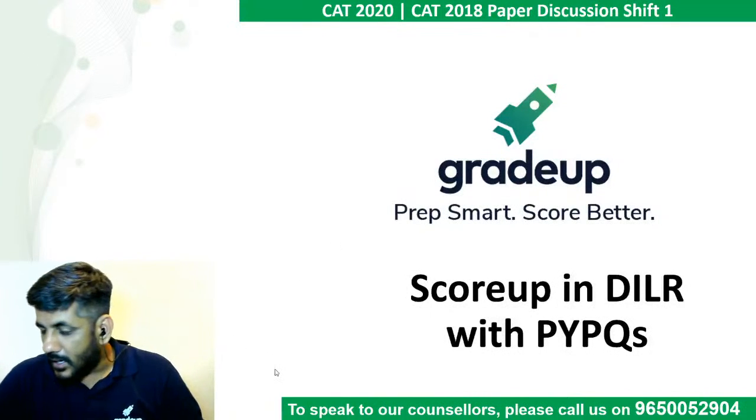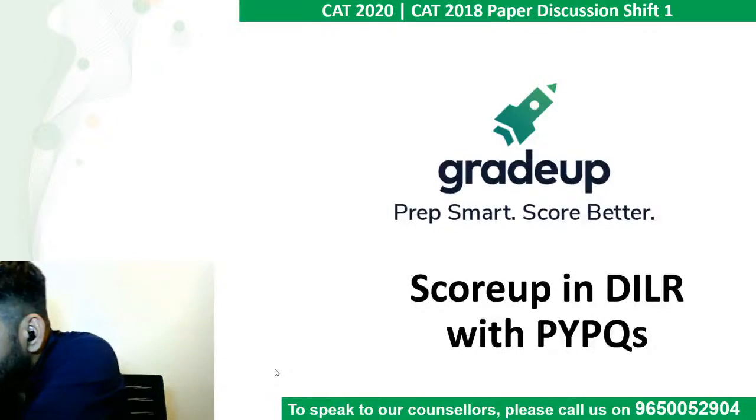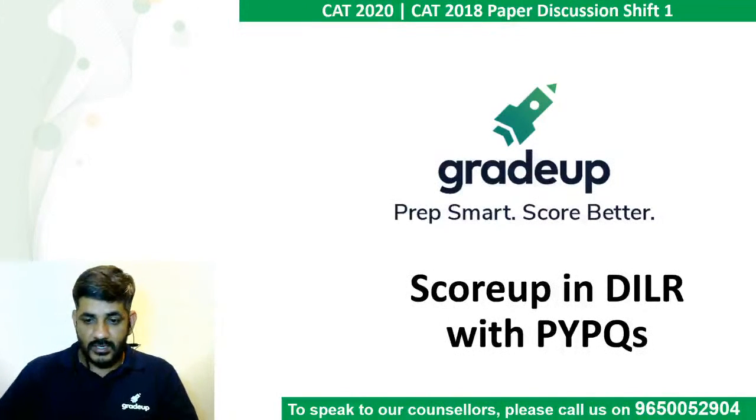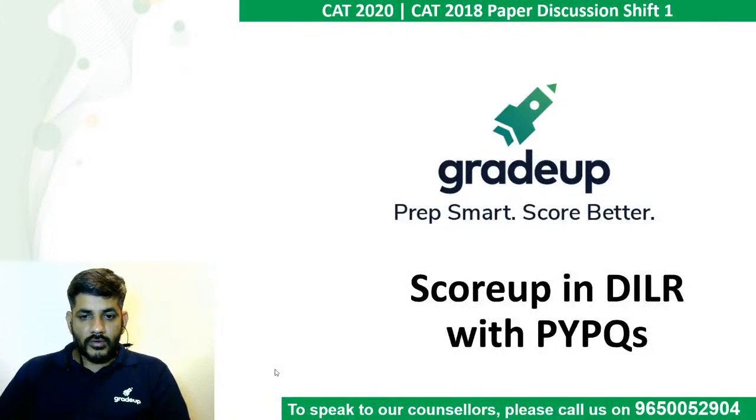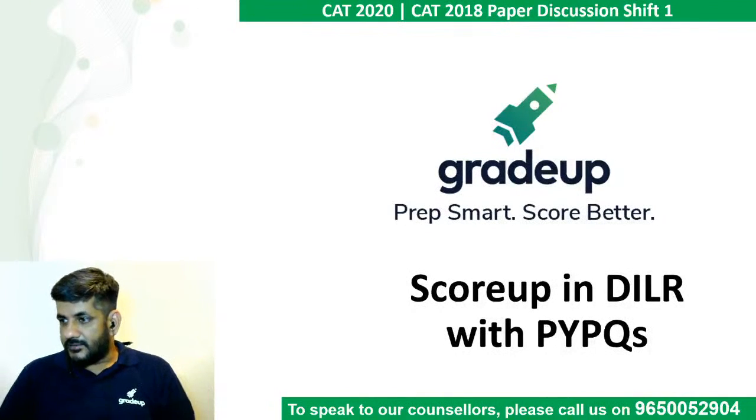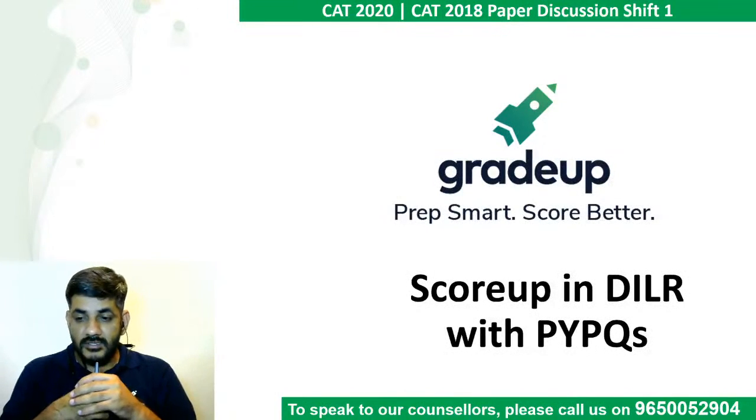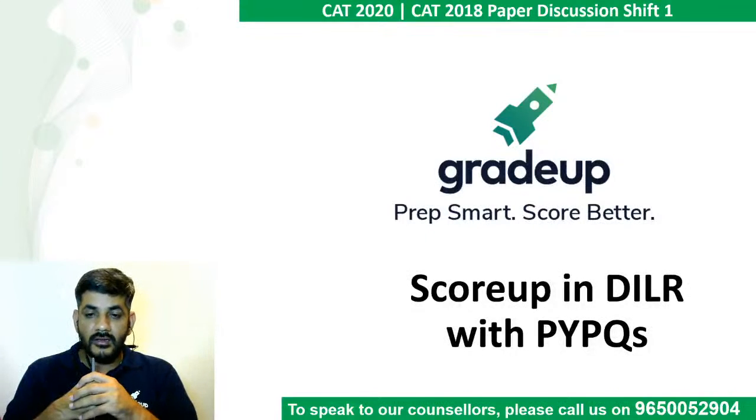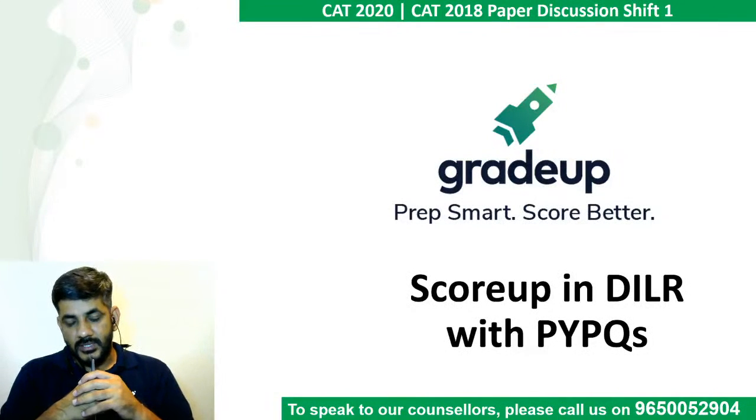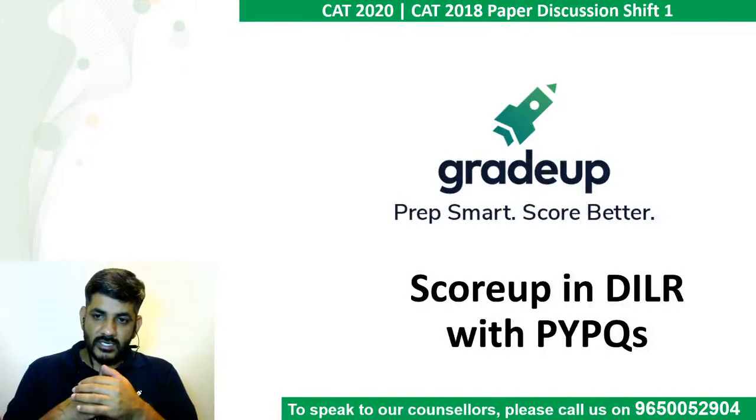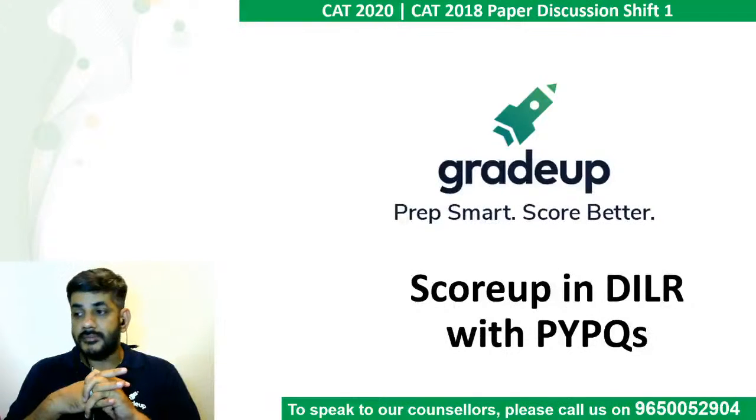So I think it is the time to start now. Let me just put these chats here so that I can see your chats, guys. Okay, everyone. So the session that we have today is Score Up in DILR with previous year paper questions. This is one session from that series of sessions in which we discuss the previous year papers of CAT. So today again, I'm going to discuss the CAT 2018 Shift-1 paper.